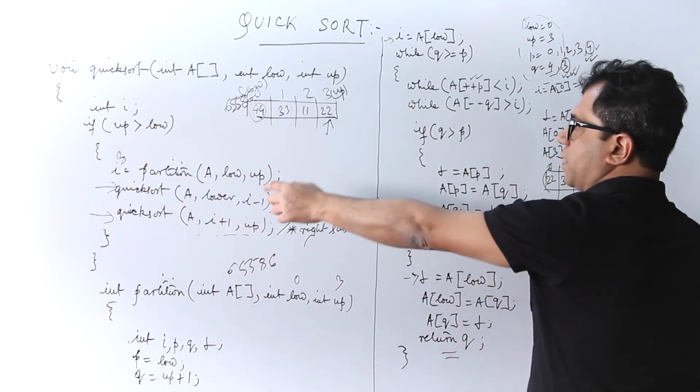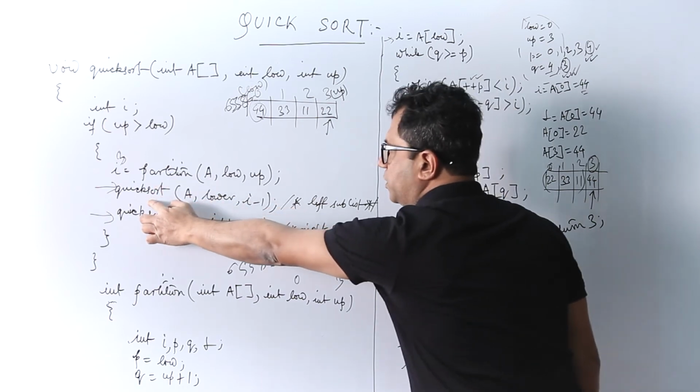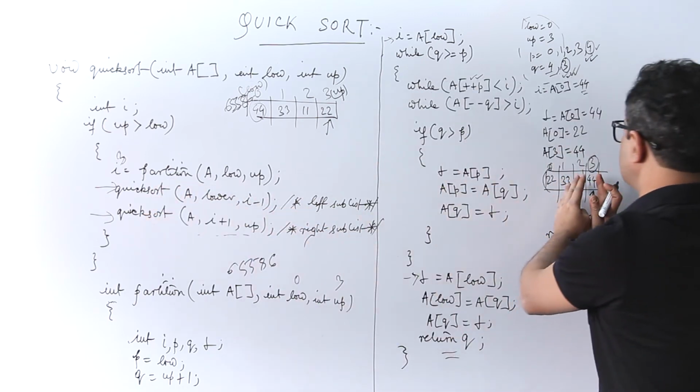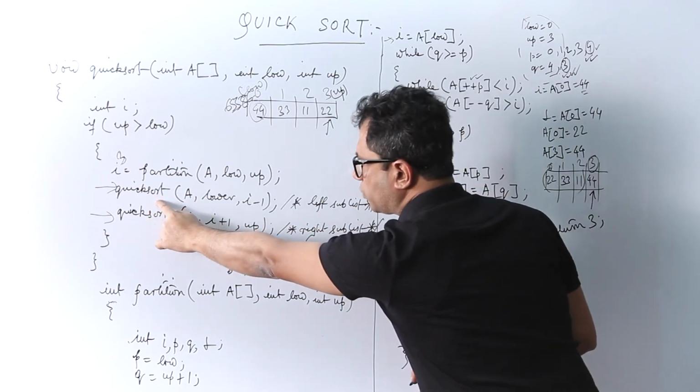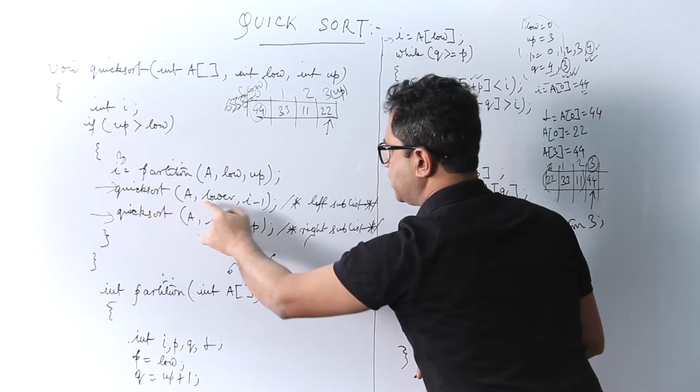So see what we have done. Now we will see that the list has been separated into two parts. See this quick sort. Now we will apply the quick sort algorithm to the left sublist first.